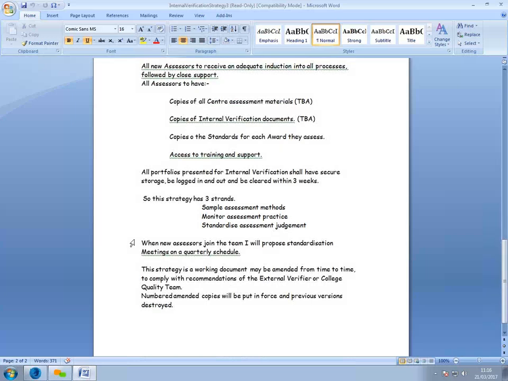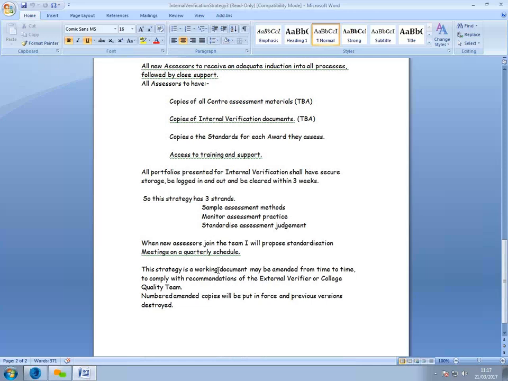On the bottom, when new assessors join the team, I will propose standardisation meetings on a quarterly schedule. This was because, again, at this place, there were going to be a number of new assessors and probably only two or three with any sort of experience. So those quarterly schedules were adhered to. In your IQA plan, which this is, strategy, you can put that in. You don't necessarily have to keep to that, provided you record why you haven't. That's it.